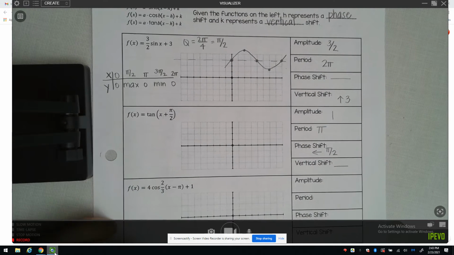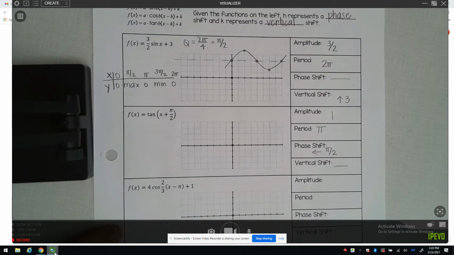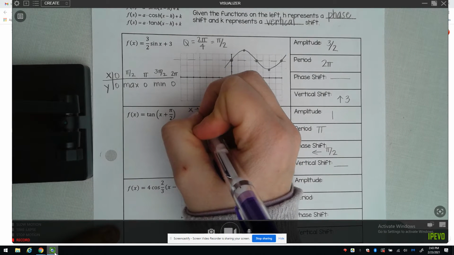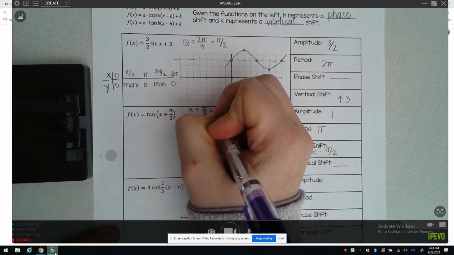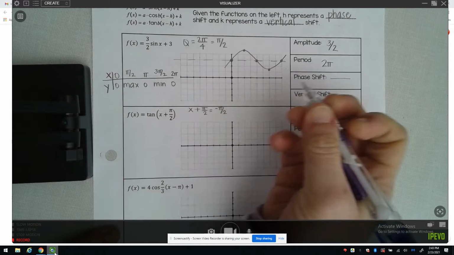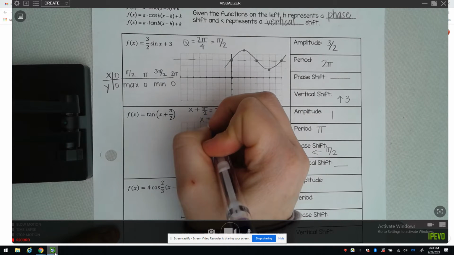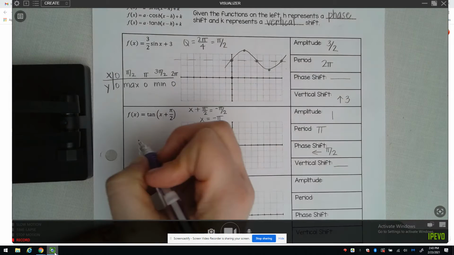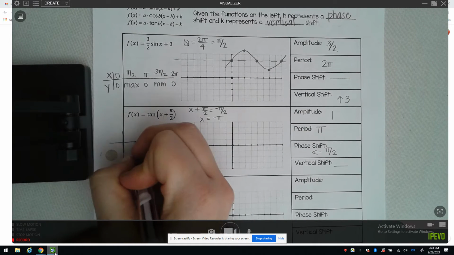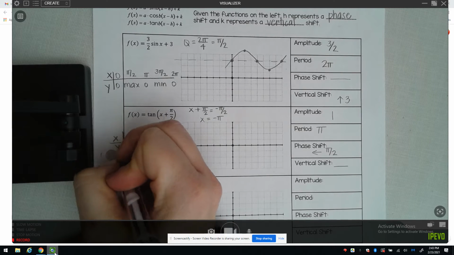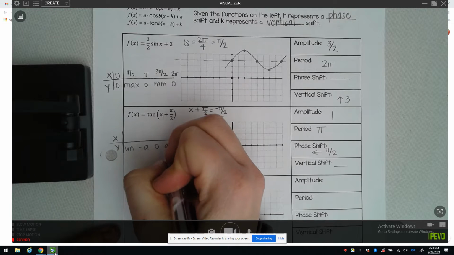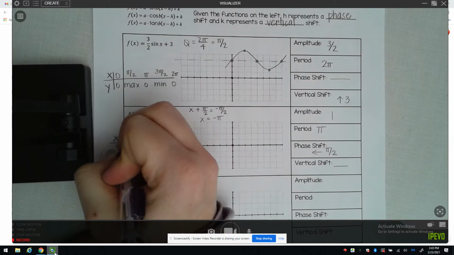Now, with tangent, we have to find out where that new graph starts. So you're going to set whatever's in there equal to where we usually start, which is negative pi over 2. I'm going to subtract pi over 2 from both sides. So that means I'm going to start at negative pi. X, y: undefined, negative a, 0, a, undefined.